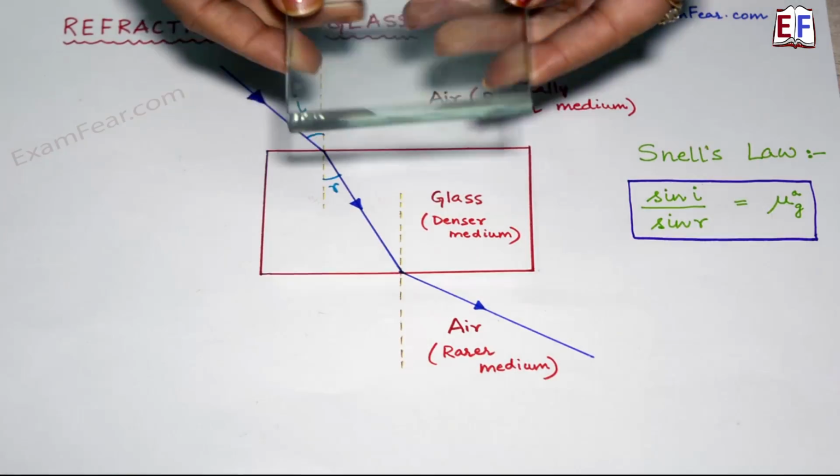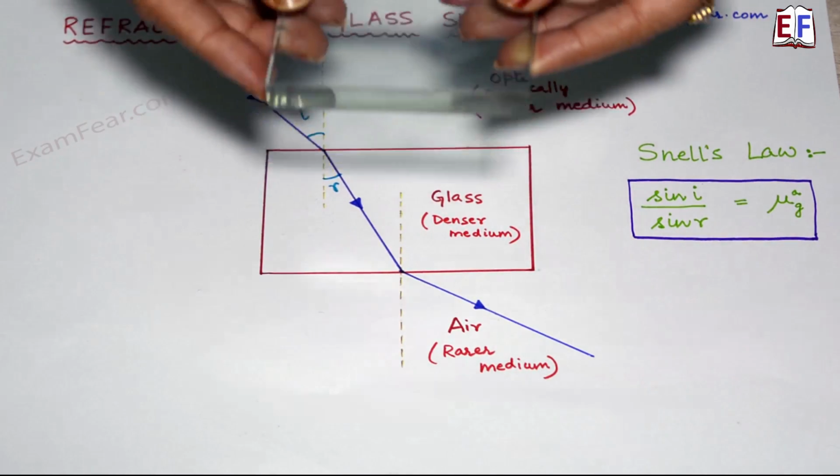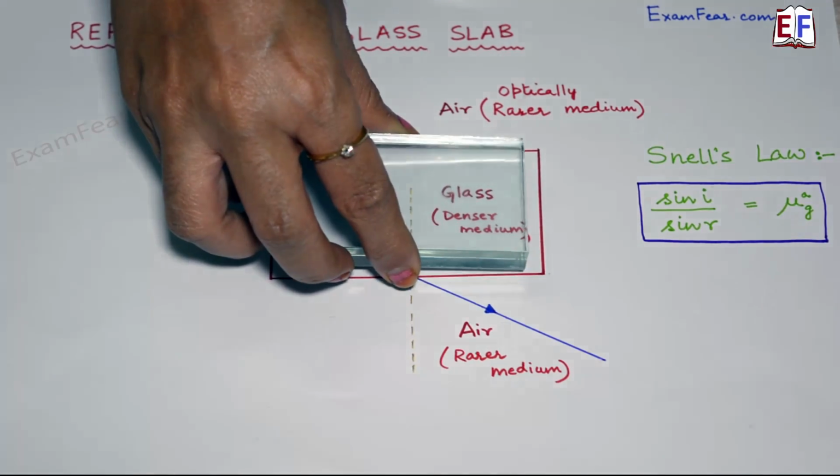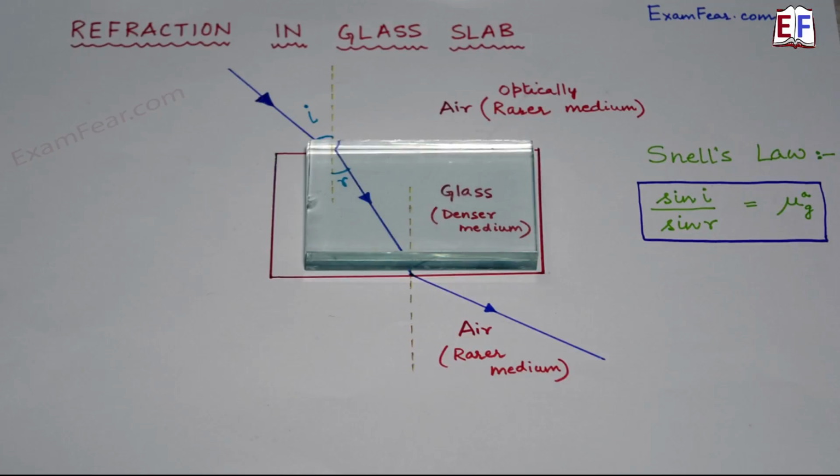So this is a glass slab, which is a refracting medium made up of glass and rectangular in shape. Now the interesting thing that happens in a glass slab is, when a ray of light falls on the glass slab, this ray encounters a change in medium. So the ray travels from an optically rarer medium, that is air, to an optically denser medium, that is glass. Due to this change in medium, the speed of light changes. As a result, the light ray bends, and the ray bends towards the normal.